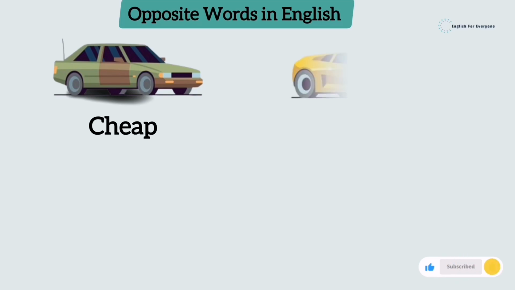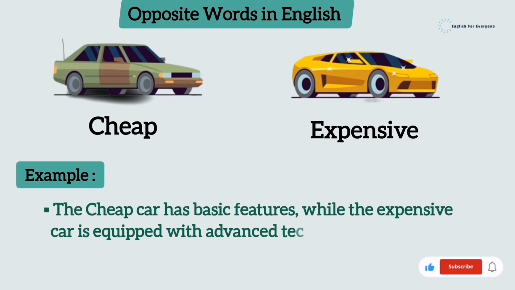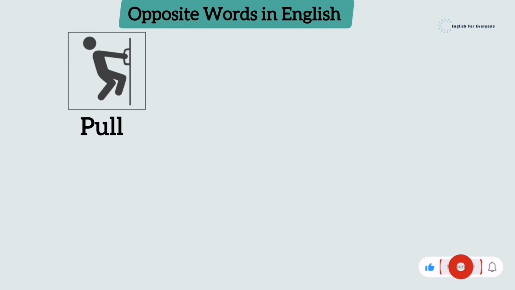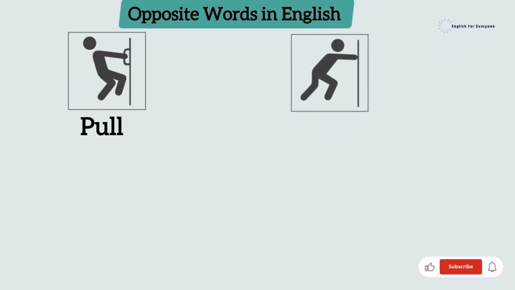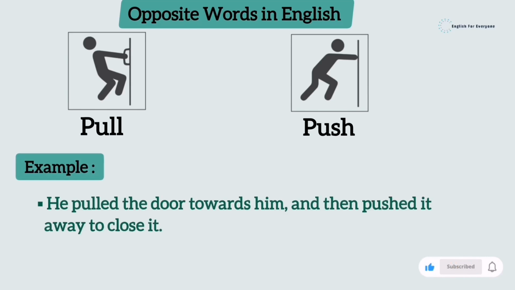Cheap, expensive. The cheap car has basic features, while the expensive car is equipped with advanced technology. Pull, push. He pulled the door towards him and then pushed it away to close it.